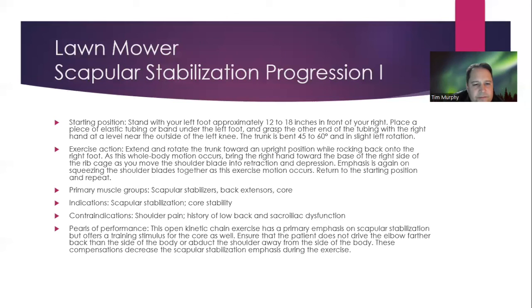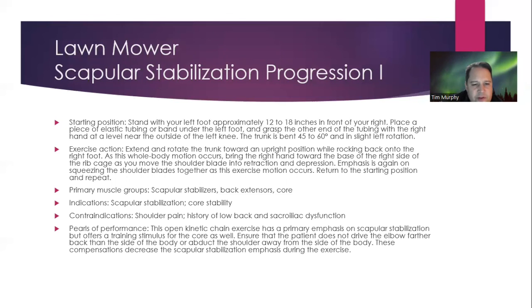The exercise action: extend and rotate the trunk towards the upward position while rocking back onto the right foot. As this whole body motion occurs, bring the right hand toward the base of the right side of the rib cage as you move the shoulder blade into retraction and depression. Emphasize again squeezing the shoulder blades together as this exercise motion occurs. Return to the starting position and repeat.